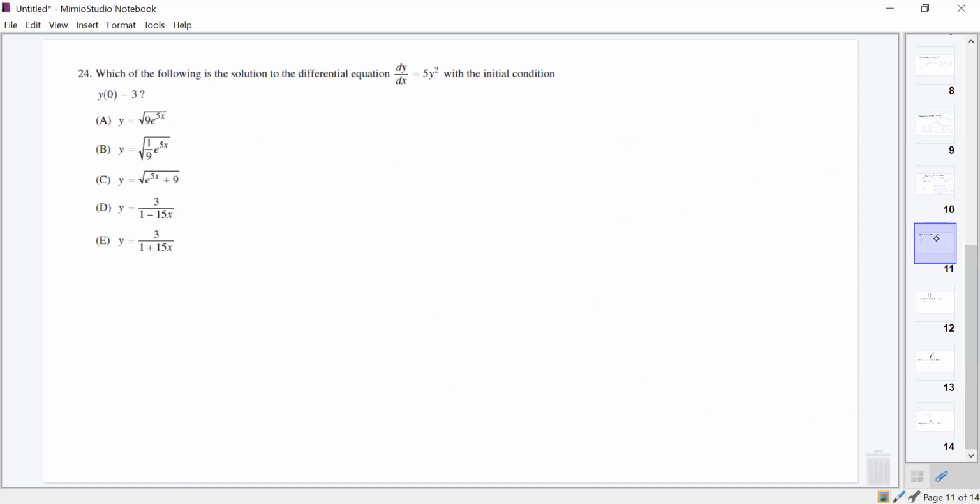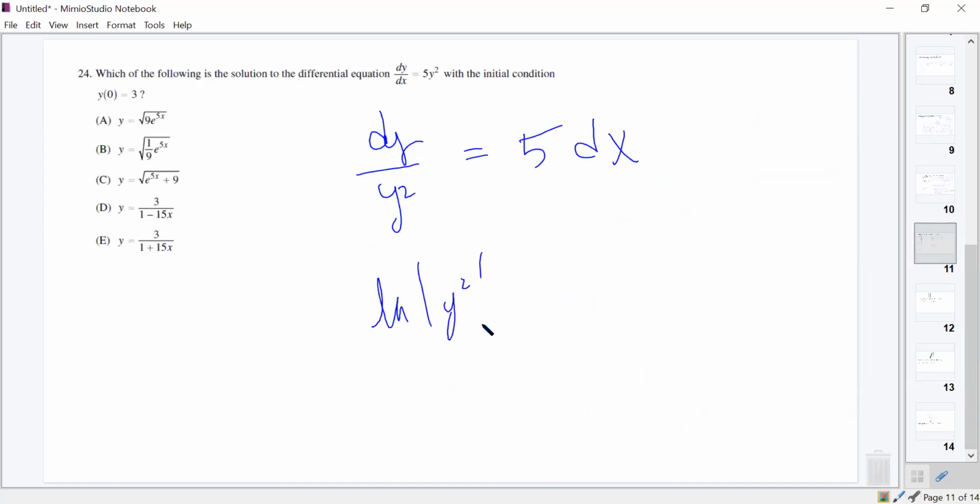All right, let's solve the differential equation. dy over y squared equals 5 dx if we separate. Common mistake here is to write this as natural log absolute value of y squared. That is not correct. You can only do that logarithmic anti-differentiation if this is just a y. Otherwise, this is y to the -2. We integrate that to get -1 over y equals 5x plus our constant.